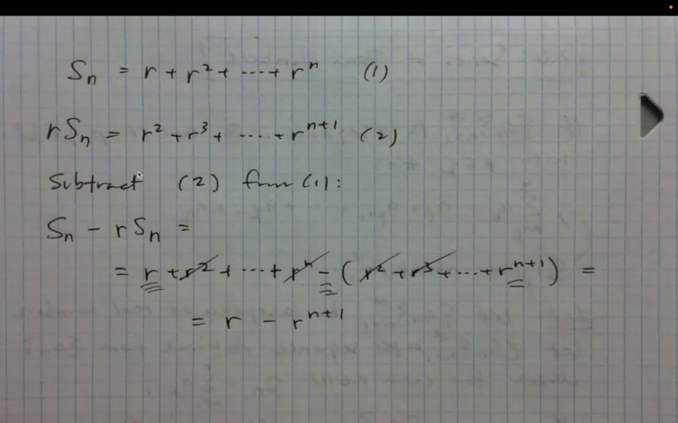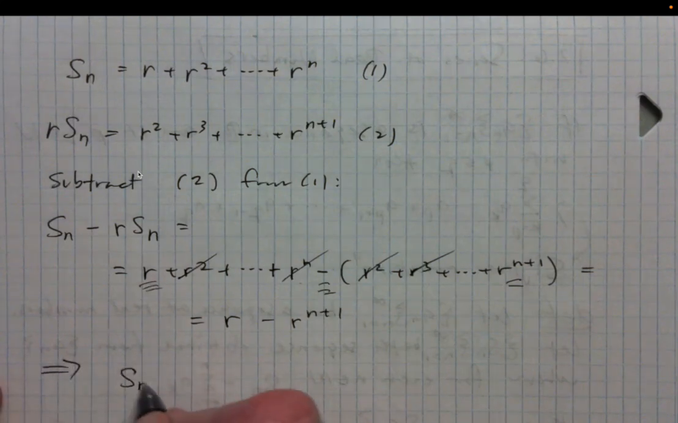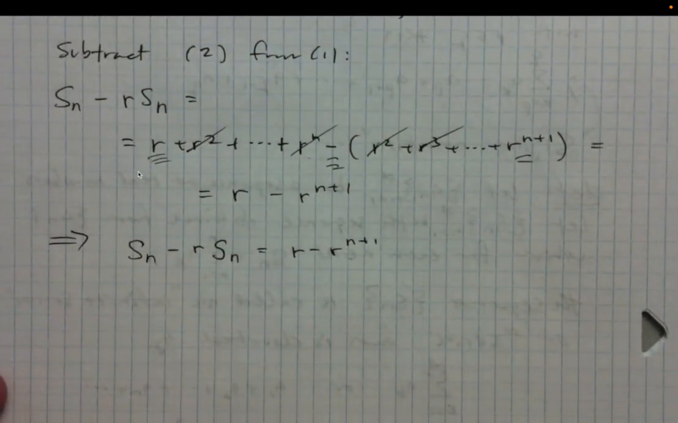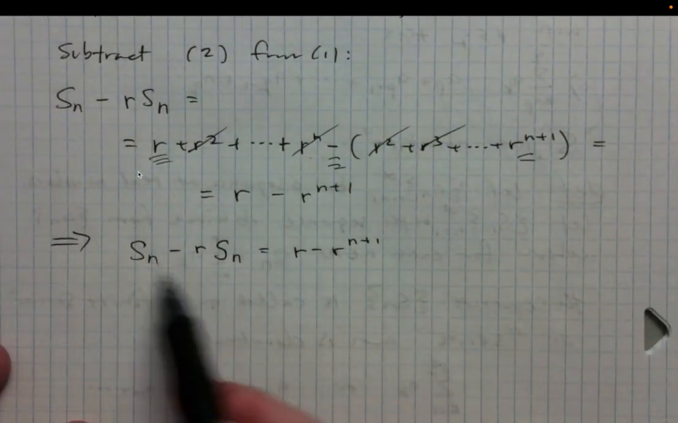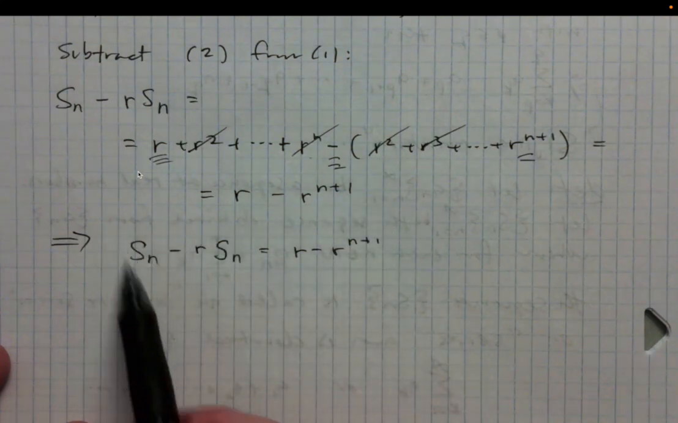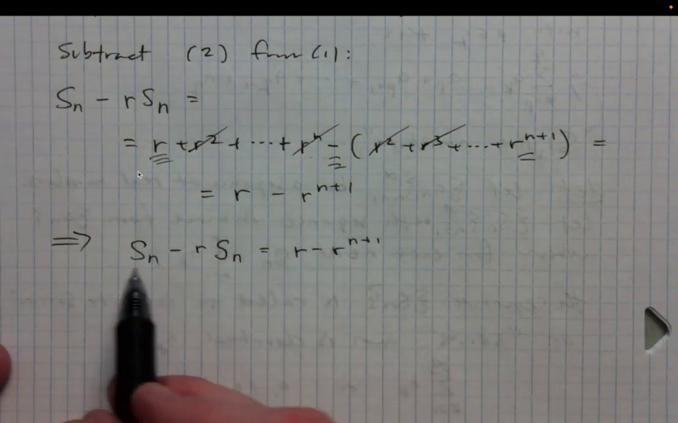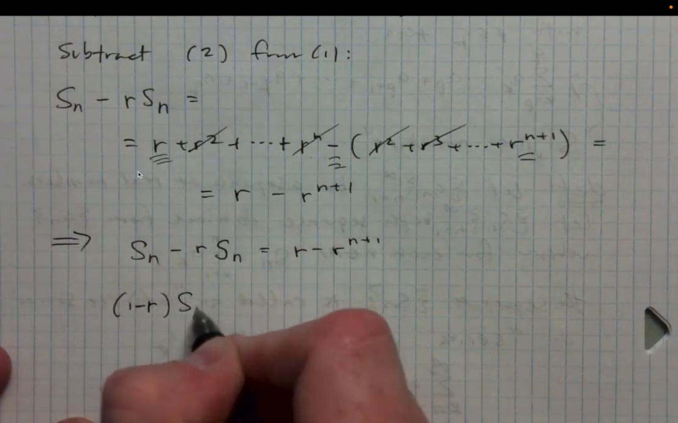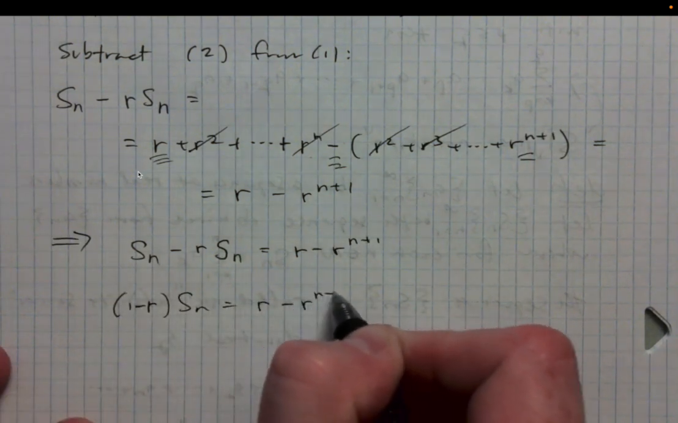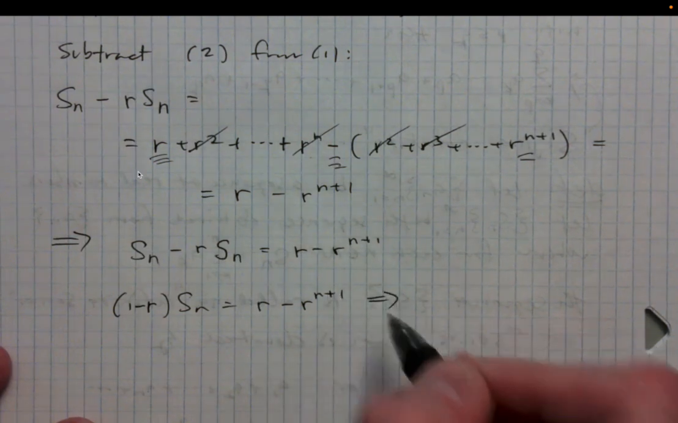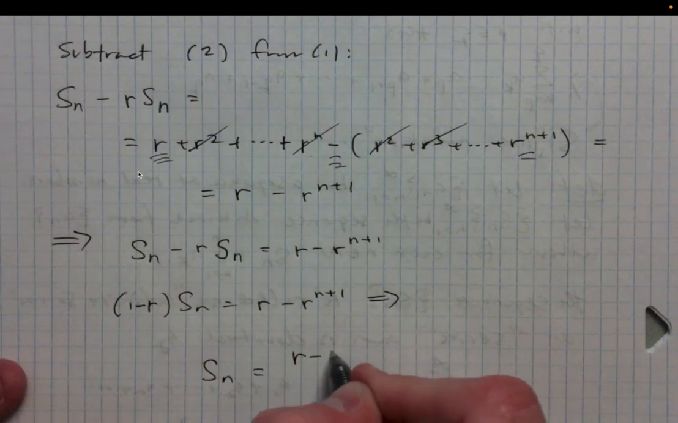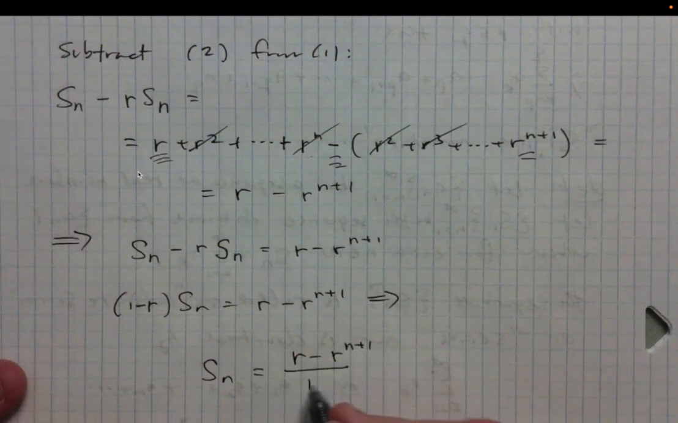And so I have S sub n minus r times S sub n equals r minus r to the n plus 1 power. Now remember, we're trying to come up with a nice way to write S sub n, so I can factor here, and I have 1 minus r times S sub n is equal to r minus r to the n plus 1 power. And so that means that S sub n is equal to r minus r to the n plus 1 power over 1 minus r.